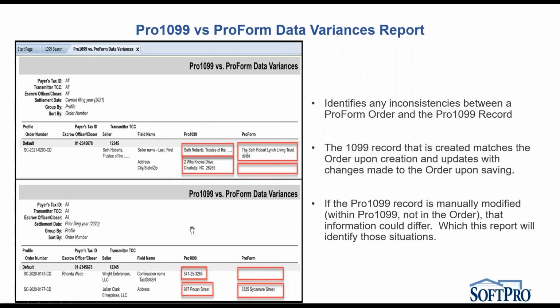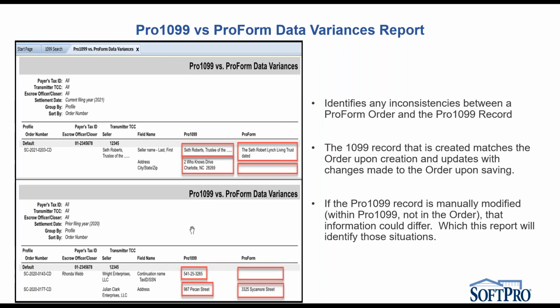So if on my HUD and CD and everything else, I had to put the 1031 exchange, or I had to put the name of the trust, not the trustee, in my Pro Forma order, and in my submission I need to put only my trustee or only the seller, then there are going to be instances where you do go into Pro 1099 and update the record because you want it to be precise to what the IRS is requiring.